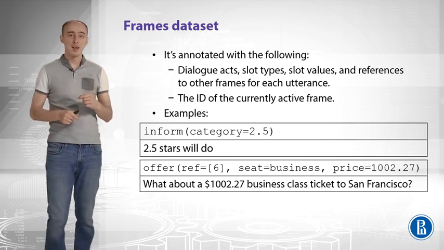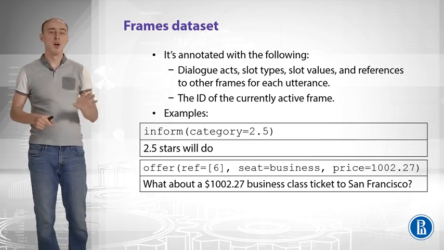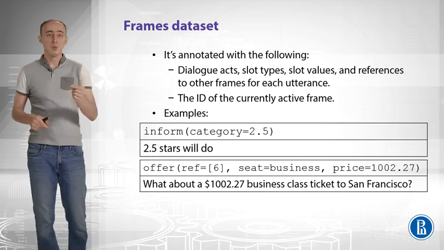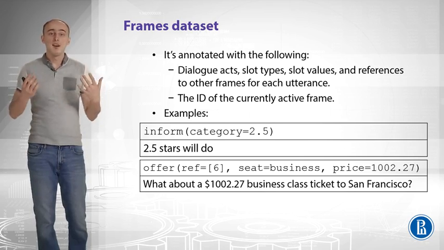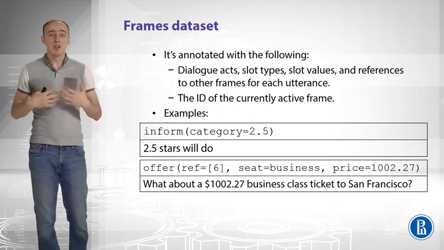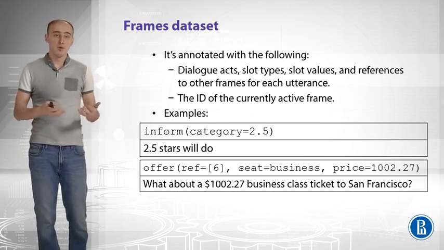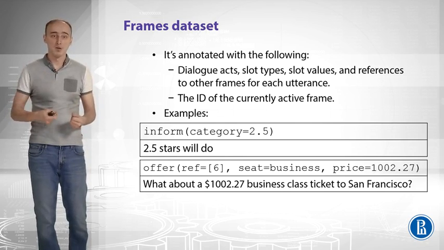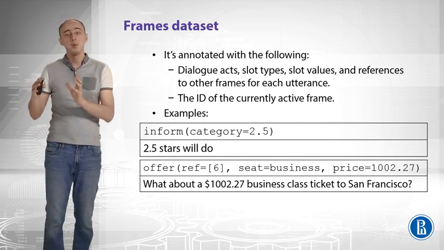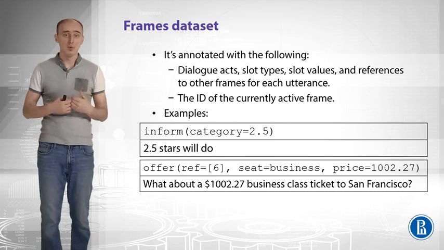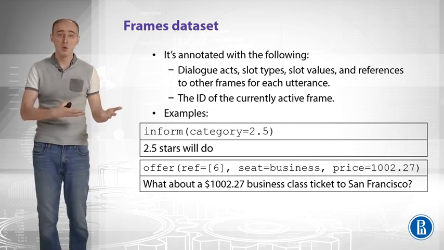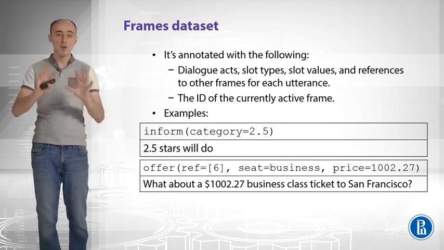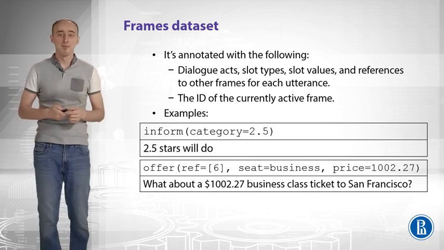Let's see how it might work. The user says, 2.5 stars will do. What he does is he actually informs the system that category equals 2.5 is okay. Then a system might make an offer to him, like offer the user in frame 6 a business seat for the price of $1,000. And it will be converted into the following utterance from the system: What about a $1,000 business class ticket to San Francisco? And we know that it is to San Francisco because we have an ID of the frame, so we have all the information for that frame.